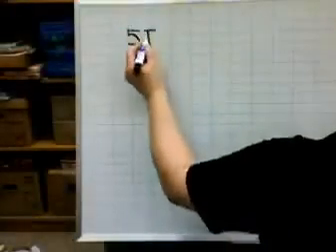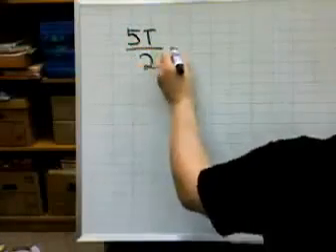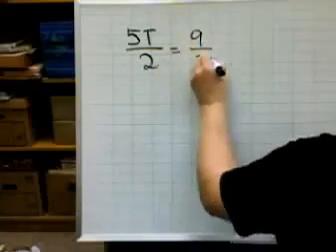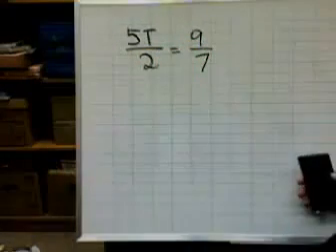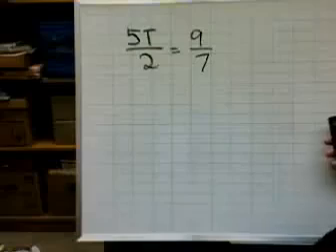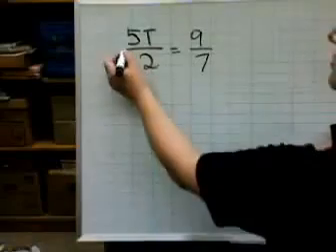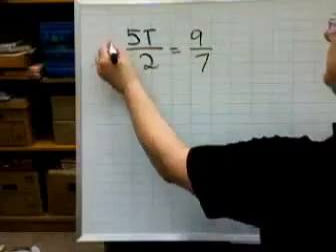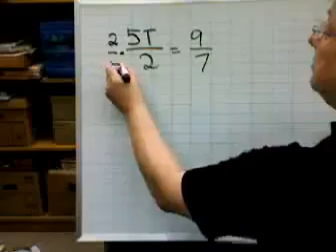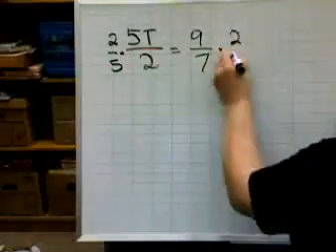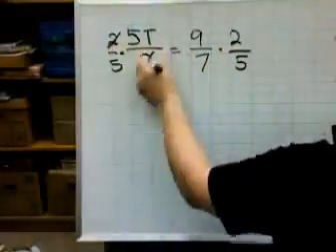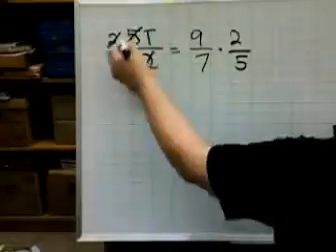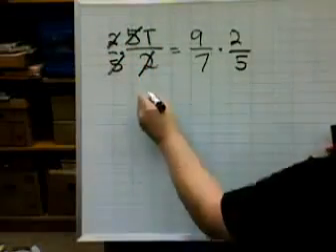All right, next we have 5t over 2 equals 9 over 7. So we see that t is on top, so that means we'll get our answer directly, but we have to get the 5 and the 2 out of there. So we can multiply both sides by the reciprocal, 2 over 5, and 2 over 5 here. 2 over 2 is 1, so that cancels. 5 over 5 is 1, so that cancels.